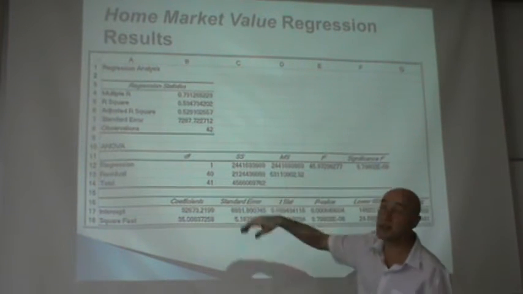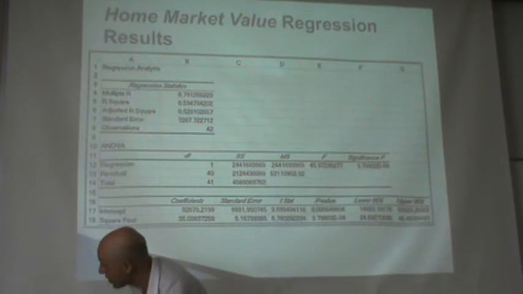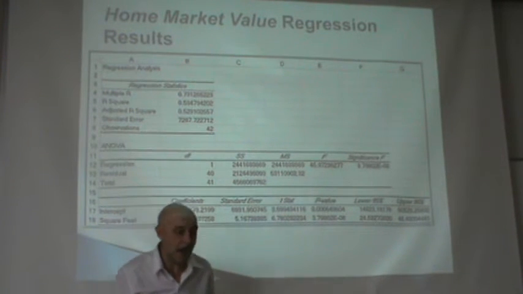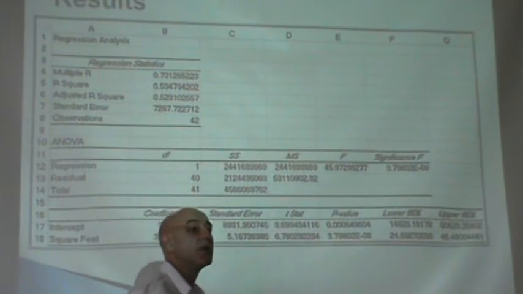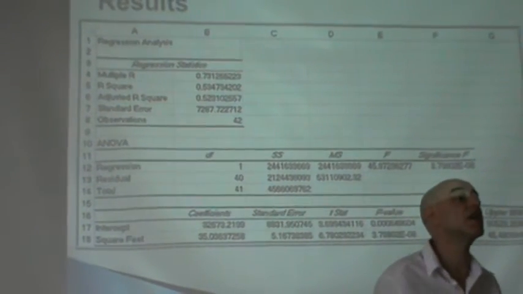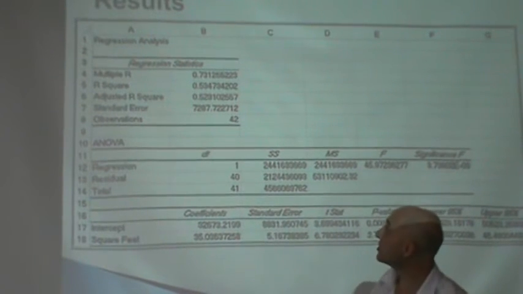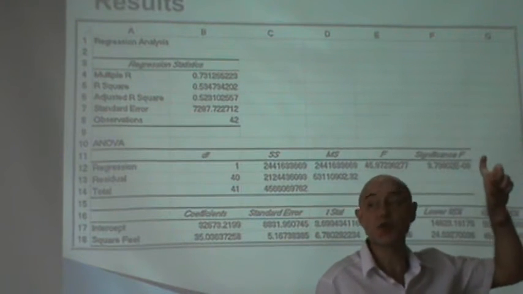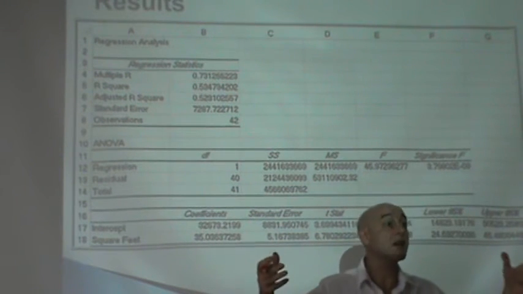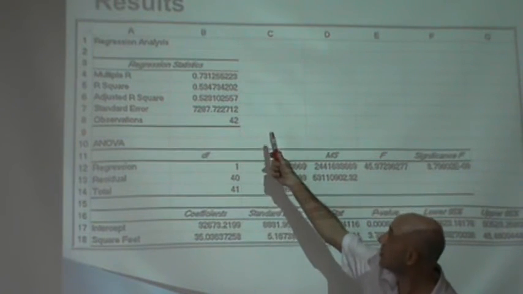And this is what the results will look like. Let's spend a little bit of time over here. First, you will have what's known as multiple R. Multiple R is associated with regressions. When you have a simple regression, you will have multiple R, that's the R squared. And with a multiple regression, you'll be getting the R squared, okay?